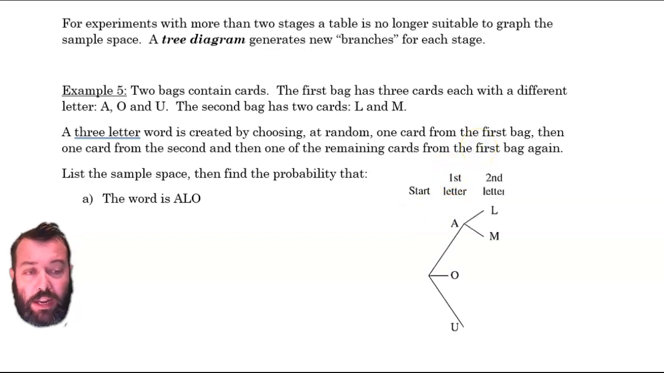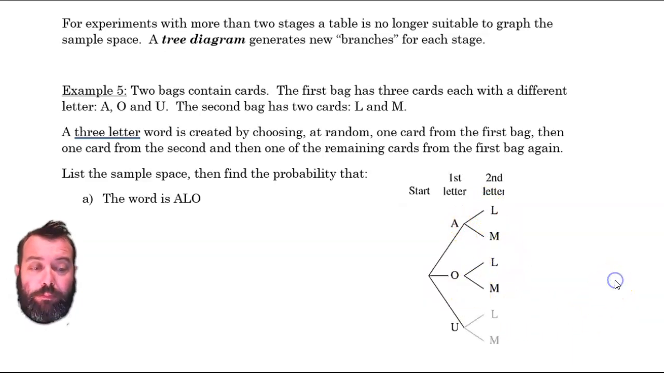Now, the second letter, the second stage in this experiment, is I need to choose a letter from the second bag. So if the first letter was A, I could choose an L or an M, so you can see it's branched off there. If the first letter was an O, again, it could be an L or an M, and so on with U. There's 2 letters of our word.